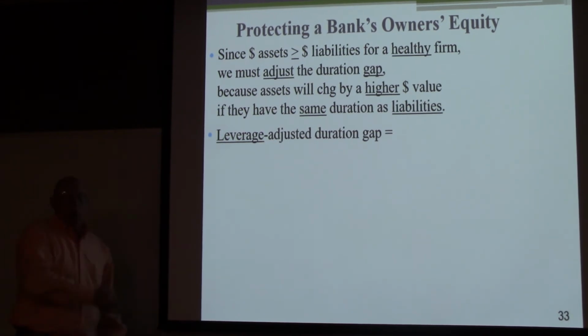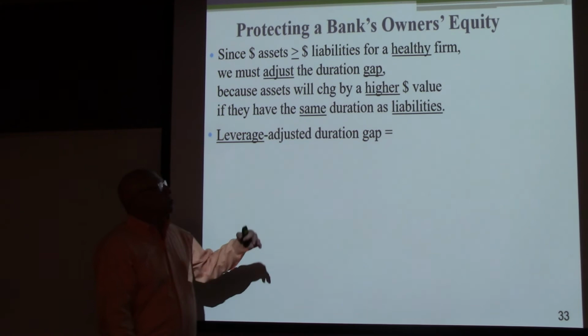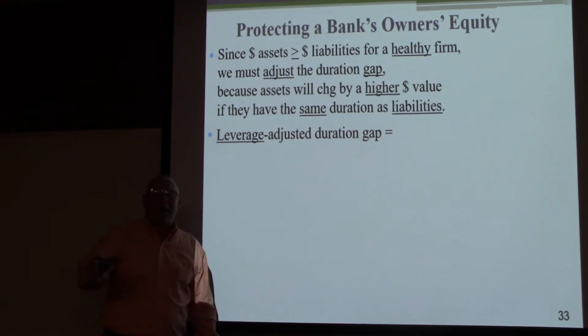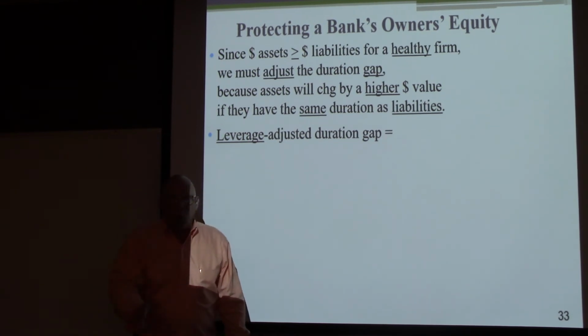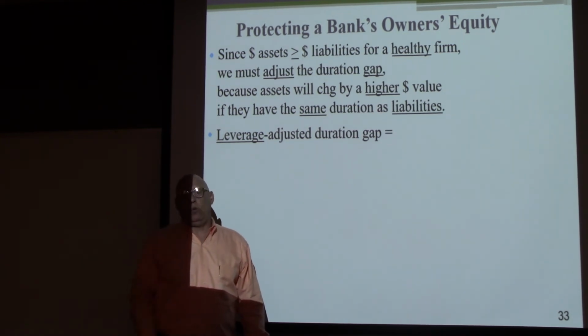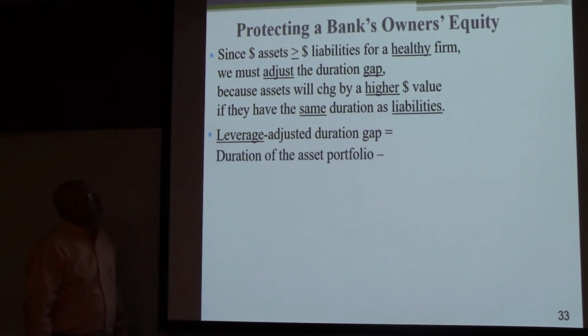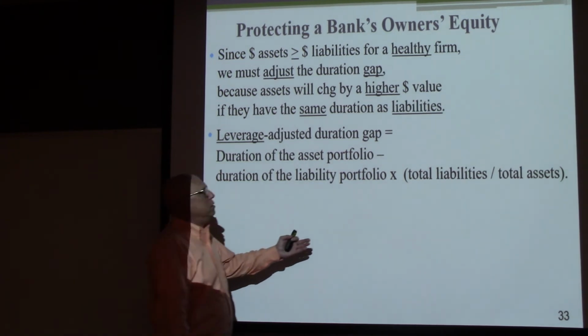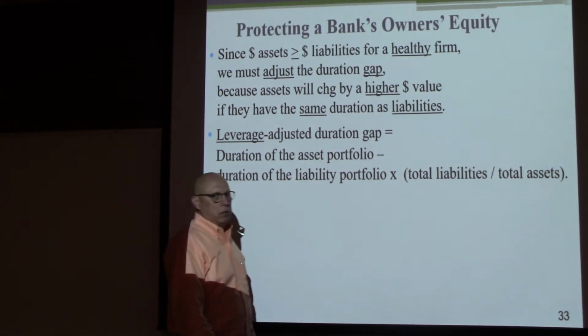This is really cool stuff, folks. And this is stuff that you're only going to see if you go to work in portfolio management at a bank. But if you go to work at a bank, you need to be aware of what the bank is dealing with. So the leverage adjusted duration gap is the duration of the asset portfolio minus the duration of the liability portfolio, times total liabilities divided by total assets.